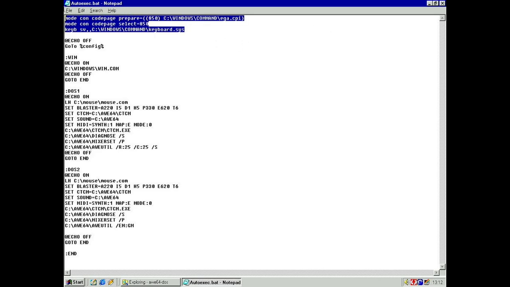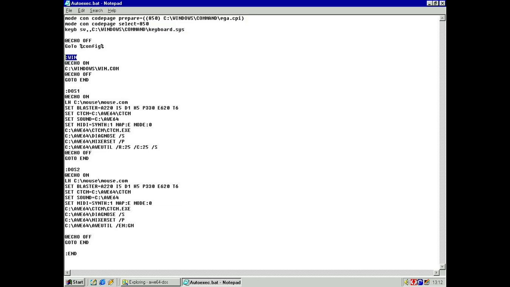I've got some more language stuff in this autoexec.bat. Here is the Windows 98 entry from the boot menu, and it starts up Windows 98 by running win.com. Then we've got the first DOS option for AWE64. It sets a bunch of variables here. There's a mouse driver, you can ignore that. It sets things so it knows where different things are, and also what IRQs and so on for the sound card, which some games need. And then we basically have the different parts of the drivers to configure the card so it actually works. And that's basically it.